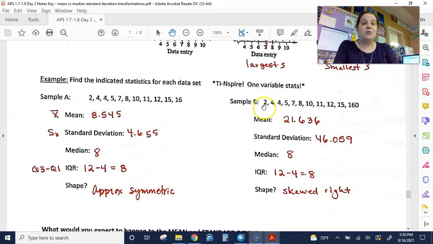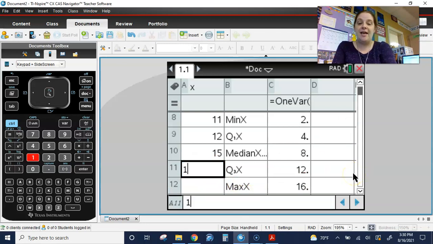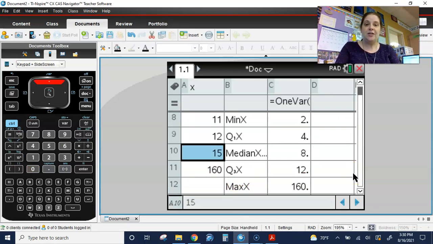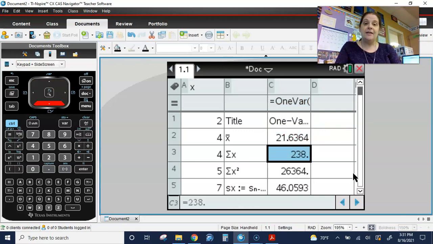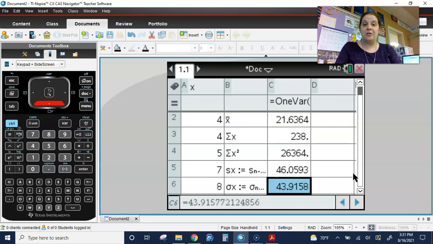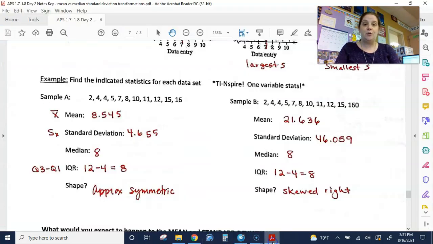Now, the other data set you'll notice is exactly the same, but instead of 16, I have 160 here. The great thing about the TI-Nspire now is I can actually go in and just edit that value 16 and turn it into 160, and all the rest of my data values are going to adjust accordingly in this report I already have. So here's my x-bar, 21.636. There's my standard deviation, 46. I can find my median, 8, and you'll see that my 12 and 4 are still my quartiles, and so I still have the same interquartile range.